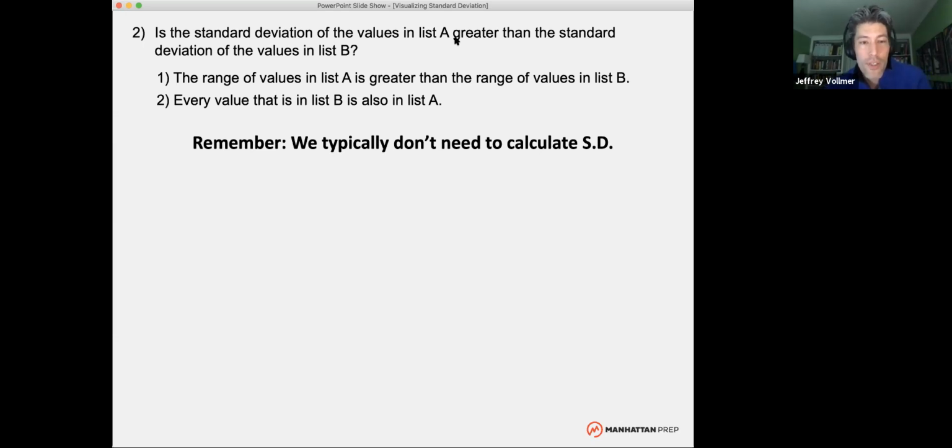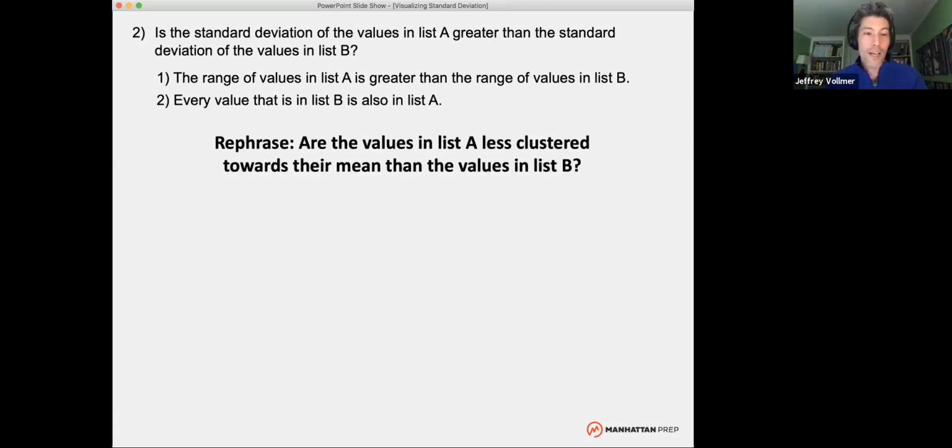What would it mean for the standard deviation of the values in list A to be greater than the standard deviation of the values in list B? Well, it would mean that list A's values are more widely spaced around the average than the values in list B are, right? So this is like asking, are the values in list A less cluttered or more dispersed than the values in list B? Or you could flip this to the exact opposite: are the values in list B more clustered towards their mean than the values in list A are towards list A's mean?